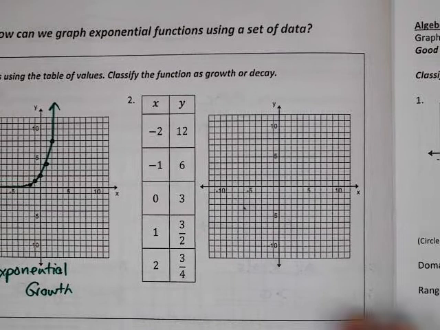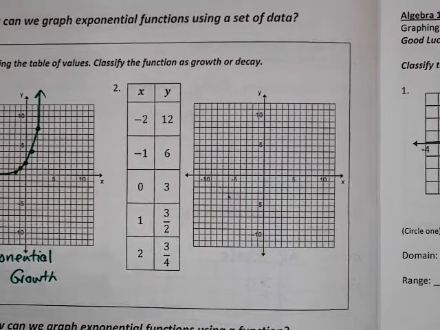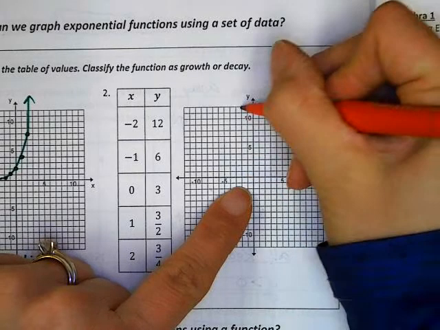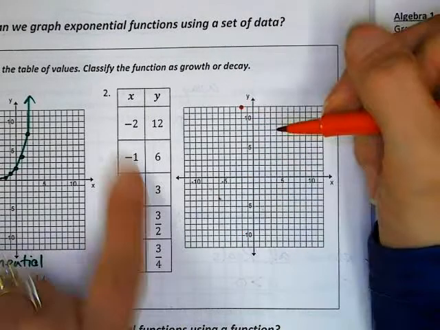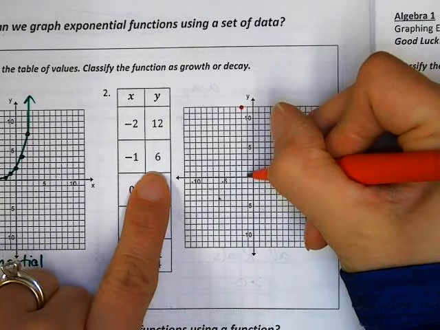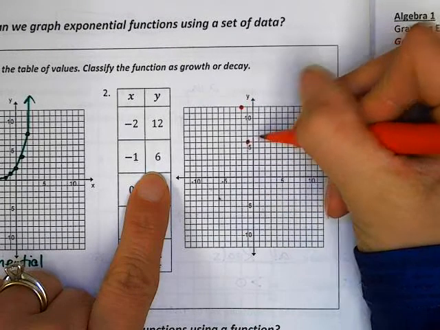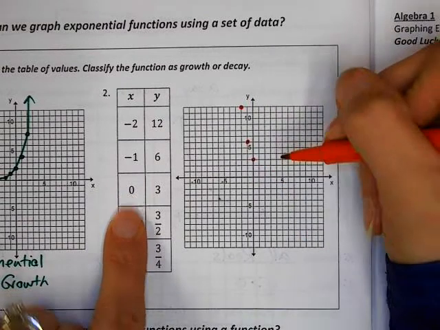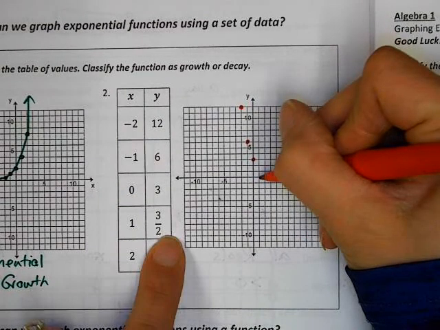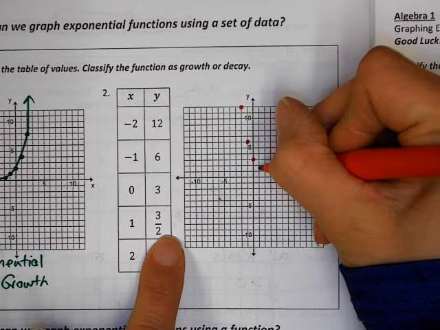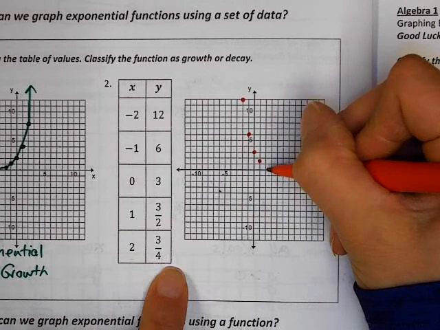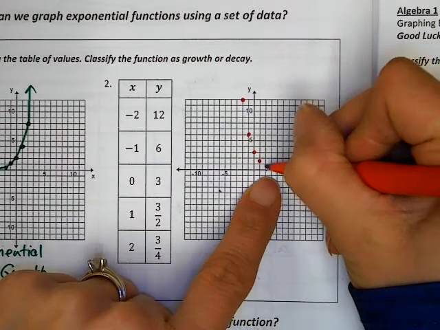Okay, let's do the next one. We're going to plot the points and see if it's growth or decay. So -2 is at 12. -1, 1 to the left, and then 6 up. 0 is at 1, 2, 3. 1 is at 3/2. 3/2 is 1.5. 2, 3/4 is like not even to the first box.